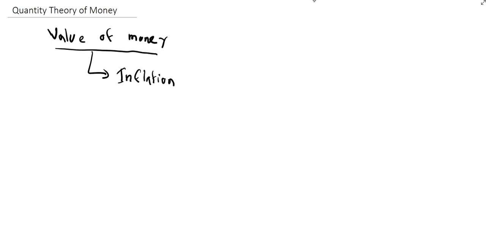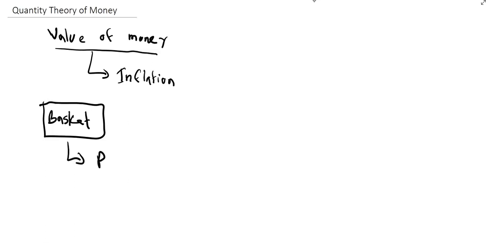So let's say that we have a basket of goods, as we talked about before when we talked about inflation. Now in our basket of goods we have a bunch of stuff. Let's say to buy this basket of goods, I need to spend P. So P could be $20, P could be $40, it could be any amount, but this basket of goods is fixed. So to buy this one basket, I need to spend $20.